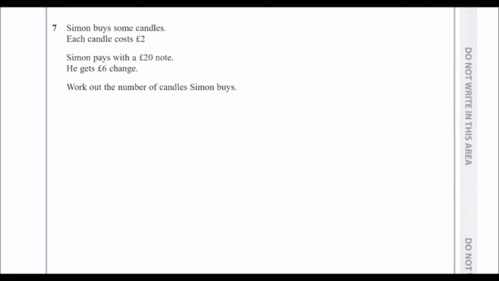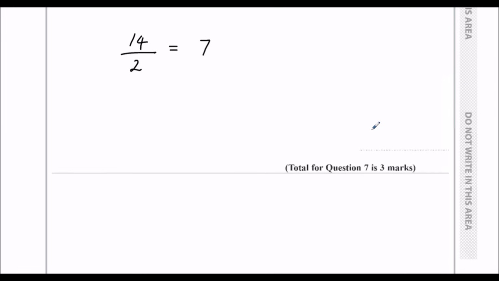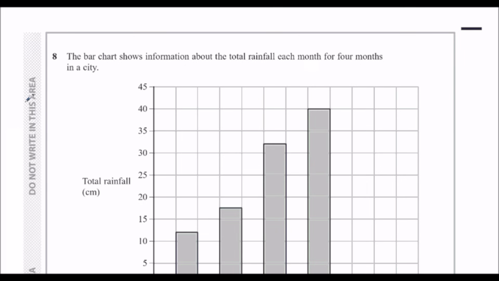Question 7. Simon buys some candles. Each candle costs £2. He pays with a £20 note and gets £6 in change. Work out the number of candles Simon buys. So £20 note and £6 in change. So 20 take away the 6 gives us £14. So he paid £14 for the candles. They cost £14 and each one costs £2. So how many £2 candles can I buy for £14? What's half of 14? It is 7. So you can buy 7 candles for £2 each, which makes £14, and then you'd get £6 change from a £20 note. So 7 candles.